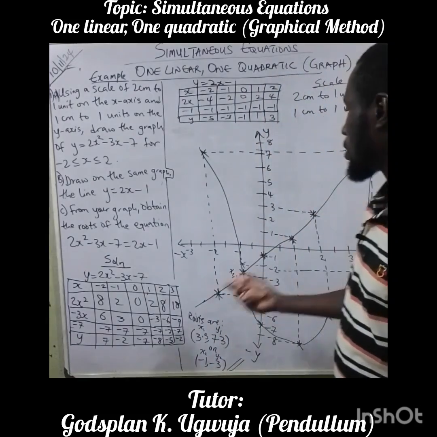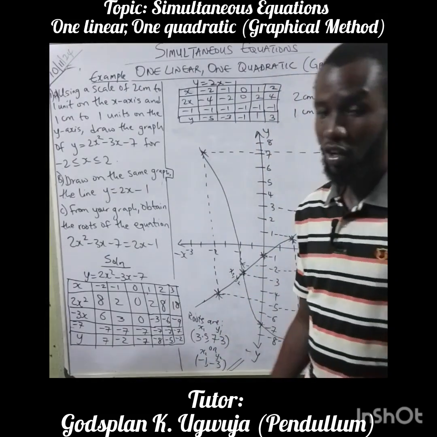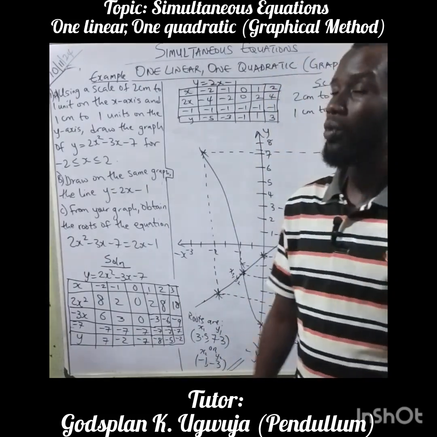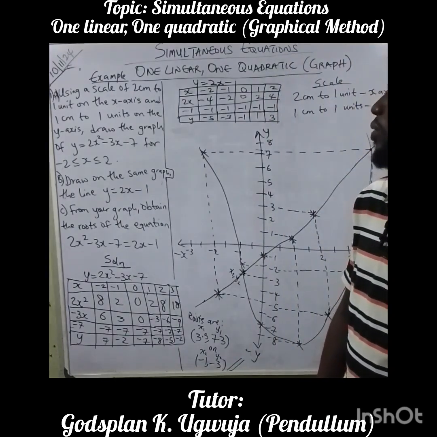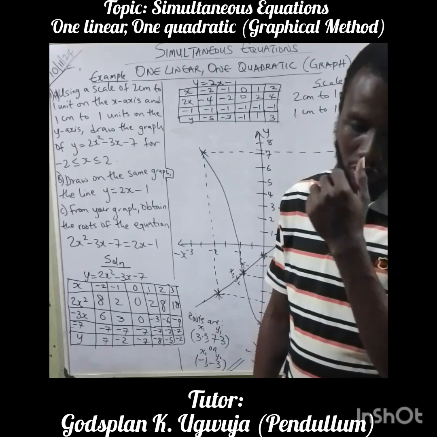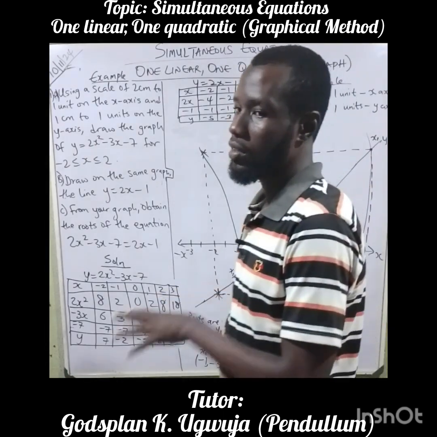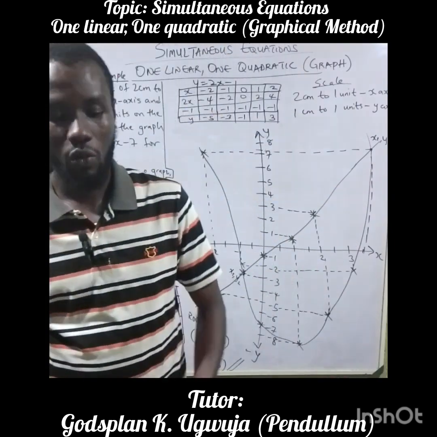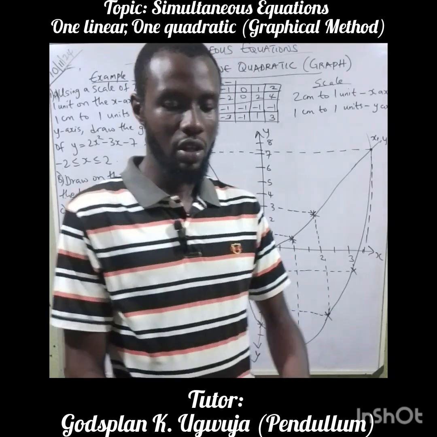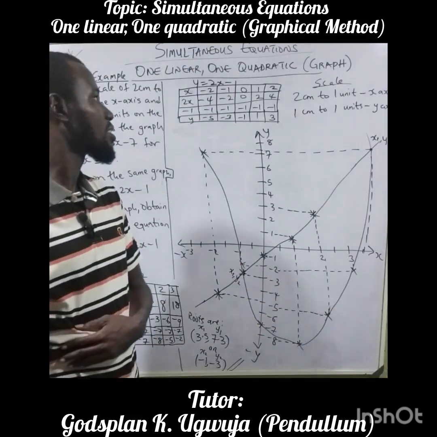I hope this was not confusing. I hope it was clear. And you can try more questions on your own and see how you'll be able to solve them. I'm not giving you an assignment because this is the end of simultaneous equations, but you can look for questions on your own and solve if you feel like trying your hands at it.